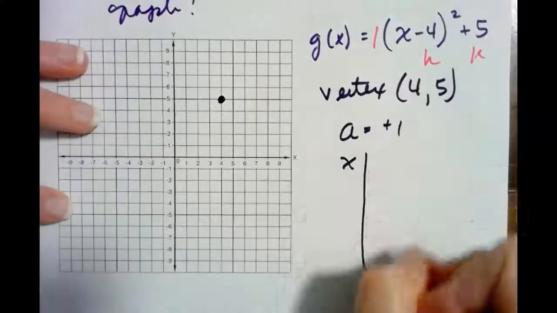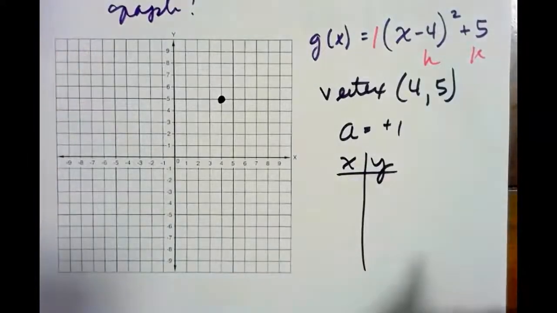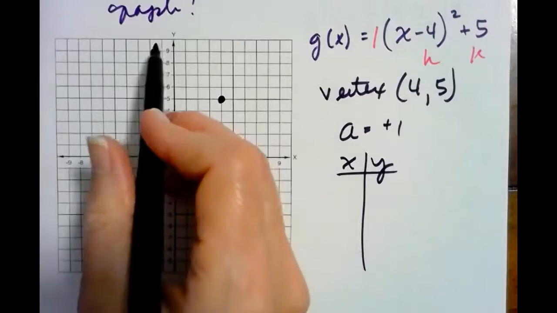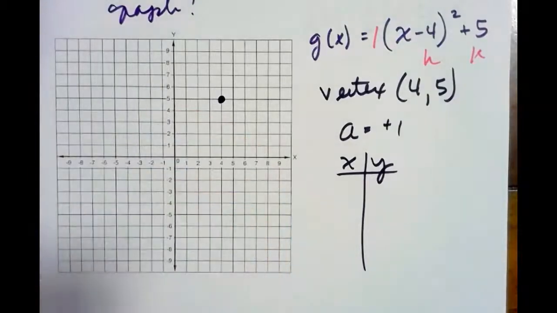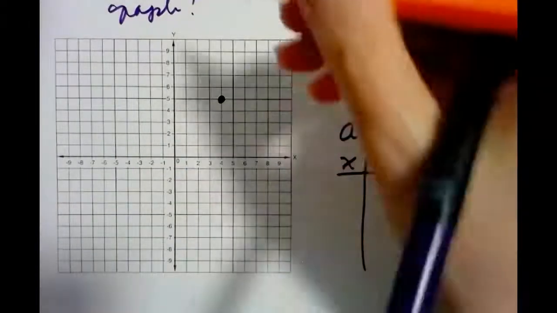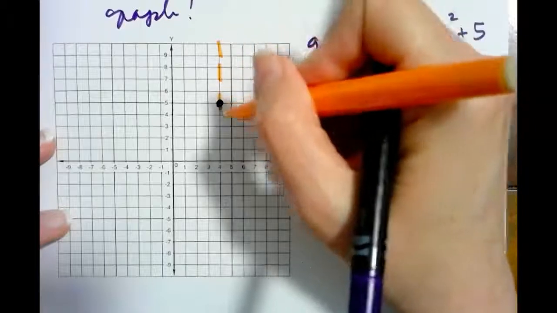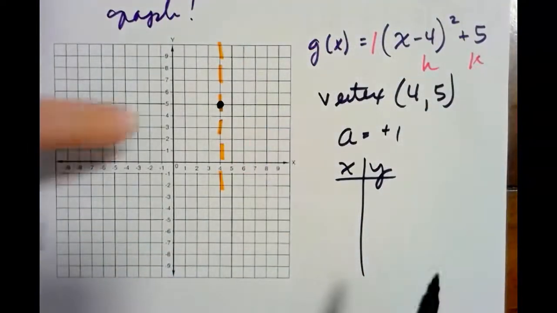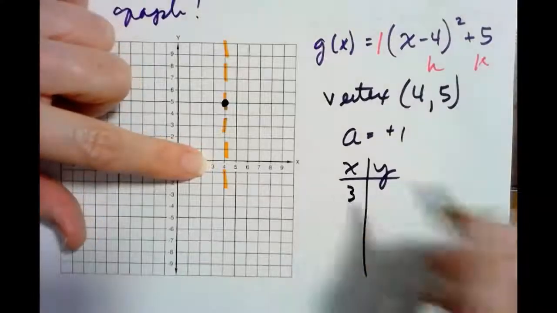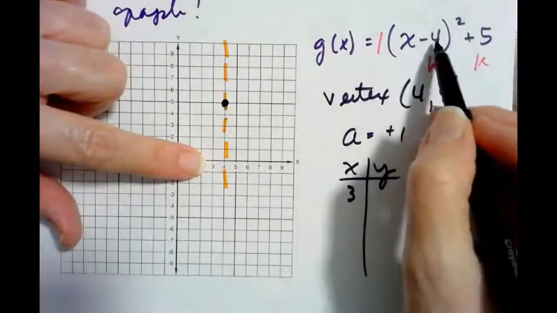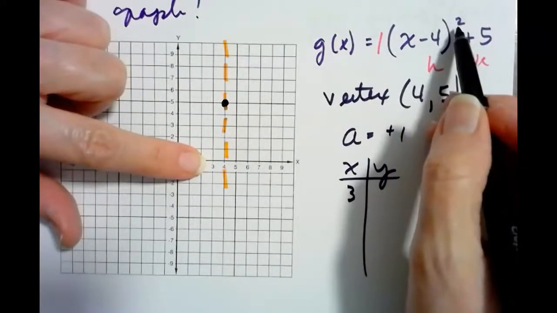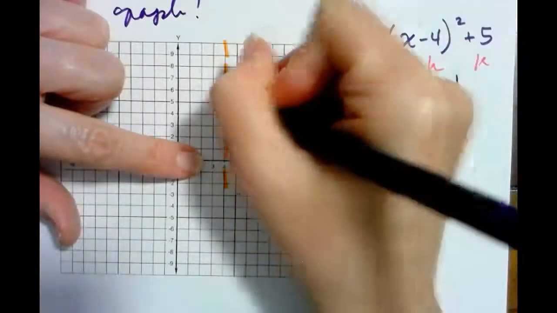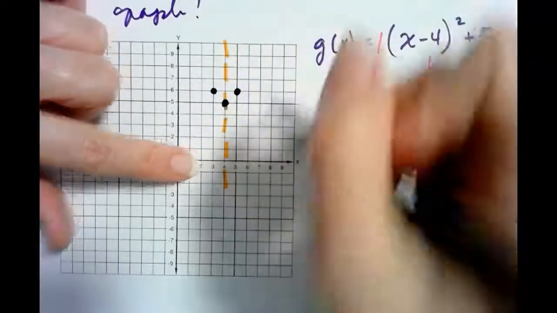So if you want to make a little table of values to help yourself out here, the y-intercept would be way off this graph, so we won't even worry about that. We do have an axis of symmetry, which is going to go vertically right down the middle of that graph. So it would make sense to plug in a 3. Let's plug in 3 quickly. 3 minus 4 is -1. -1 squared is 1. 1 plus 5 is 6. So over 3 up 6, which would mean over 5 up 6.